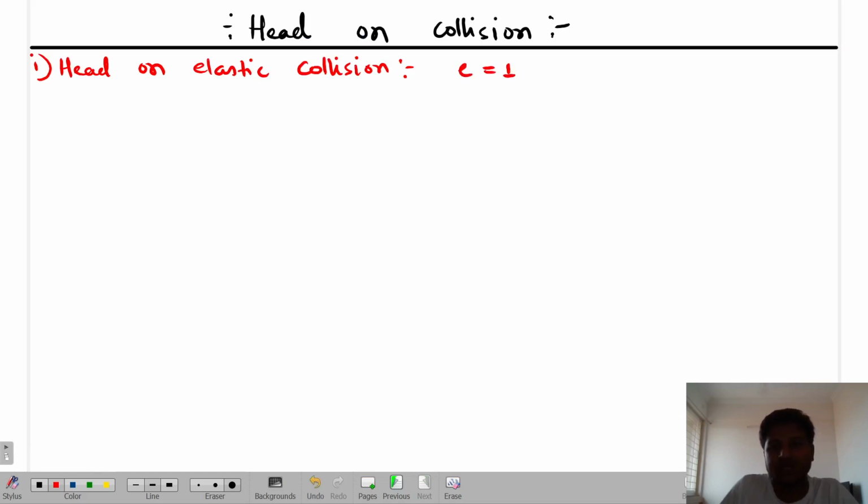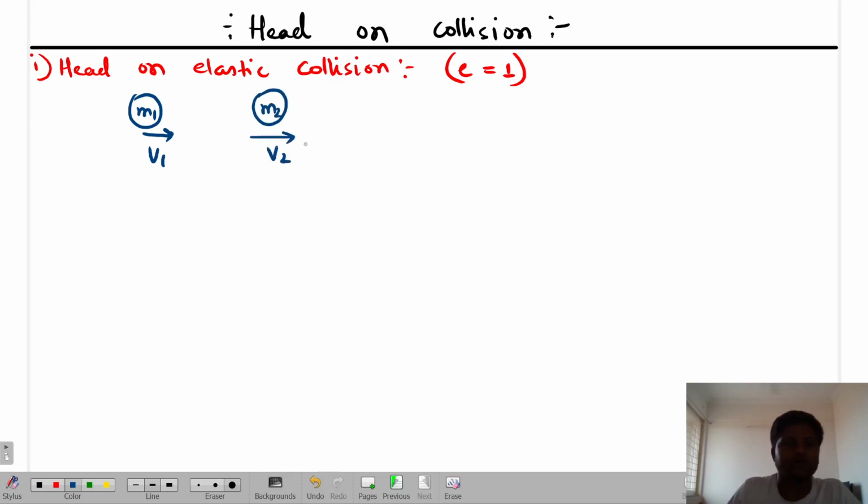That means e is exactly equal to 1 for this kind of collision. Are you able to get me? So let us see that. Let's suppose there is mass m1 moving with some velocity v1, and then there is mass m2 moving with some velocity v2.